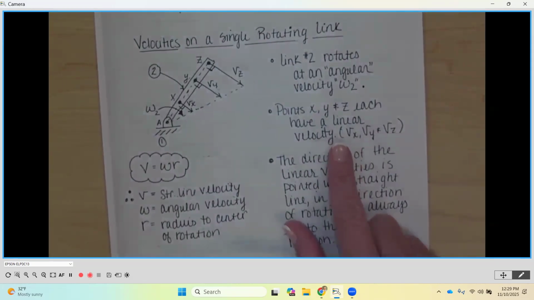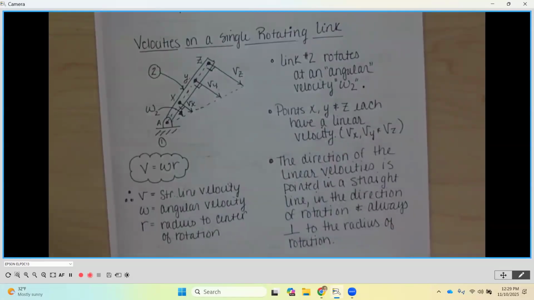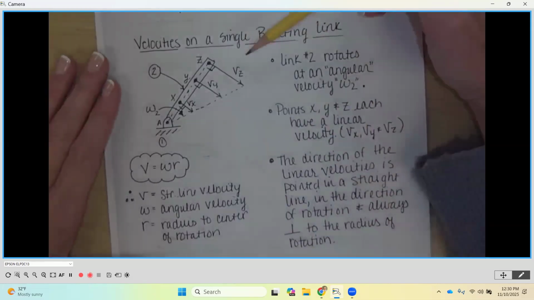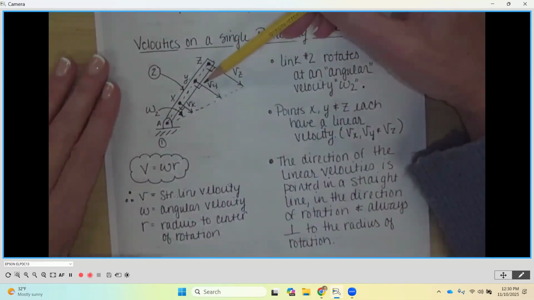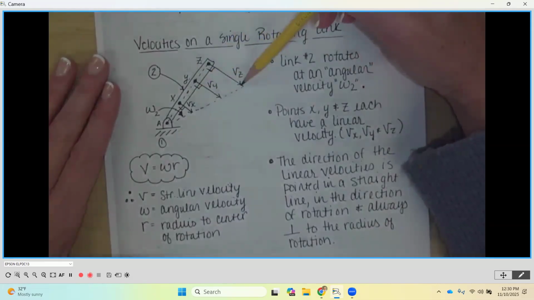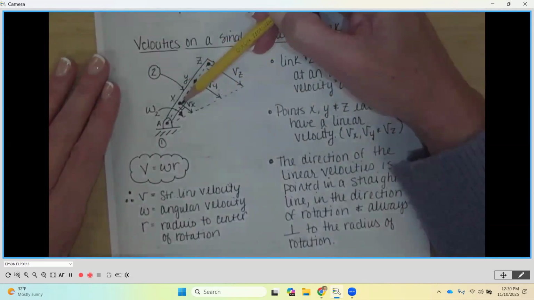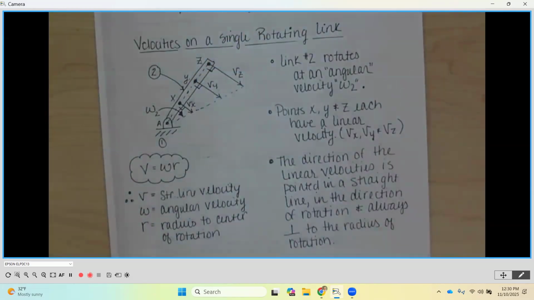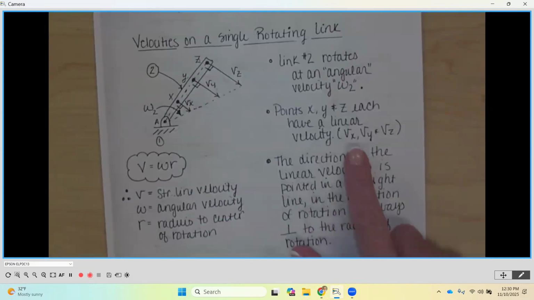Now, when we look at individual points, they not only have an angular velocity because they're on the link, but they also have a linear velocity component. Now, linear velocity we are going to represent as a vector. So we see those here. We see vector VZ, vector VY, and vector VX. And those are going to be the straight line velocity components of the motion that points X, Y, and Z have. So Vx, Vy, and Vz.